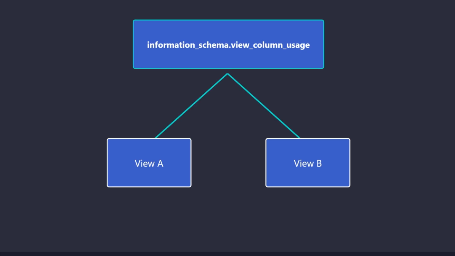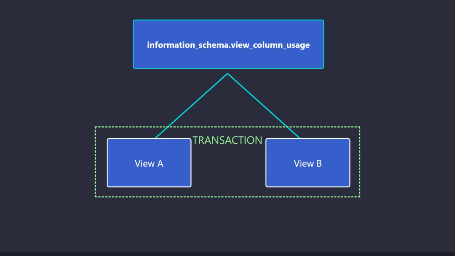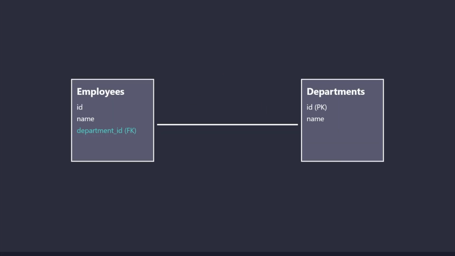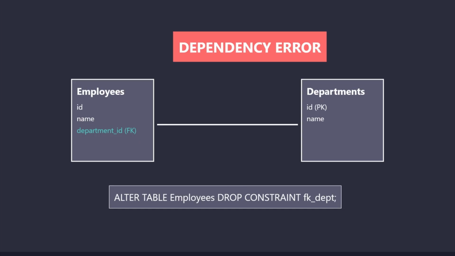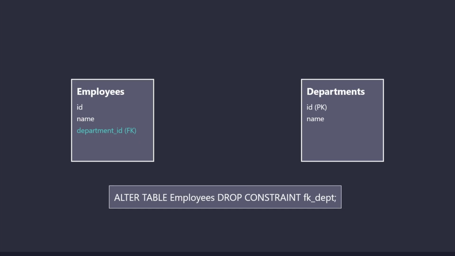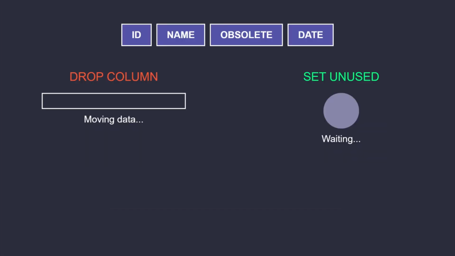Query the information schema view column usage table to find every view dependent on the column. You must drop these views and recreate them without the column in a single transaction. Check for foreign key constraints that link to the column. Use the alter table command to drop these constraints before proceeding with the column removal to avoid dependency errors.